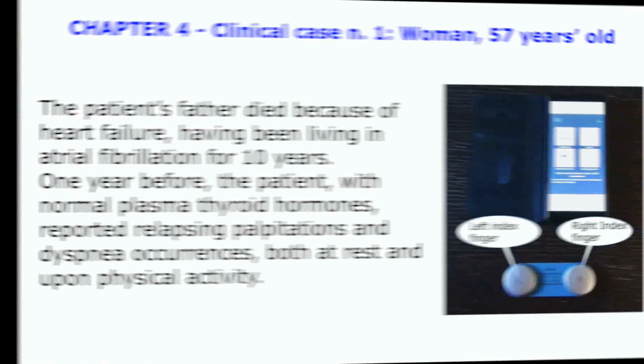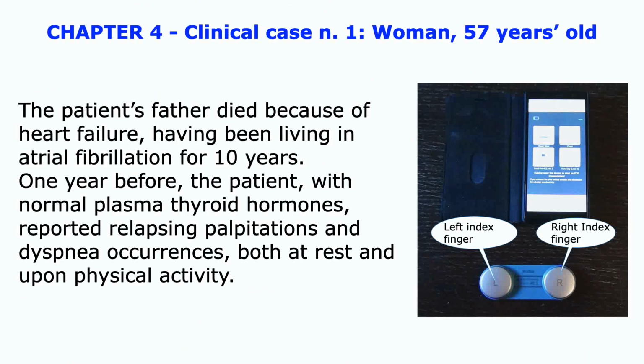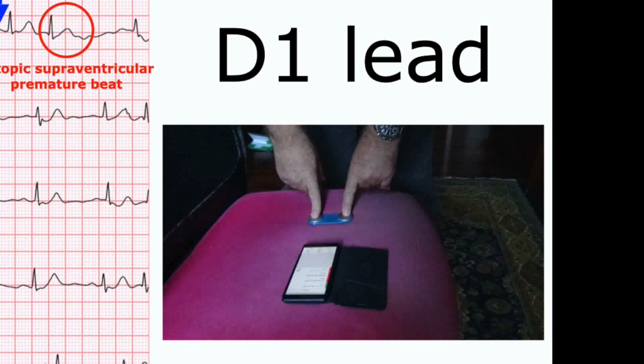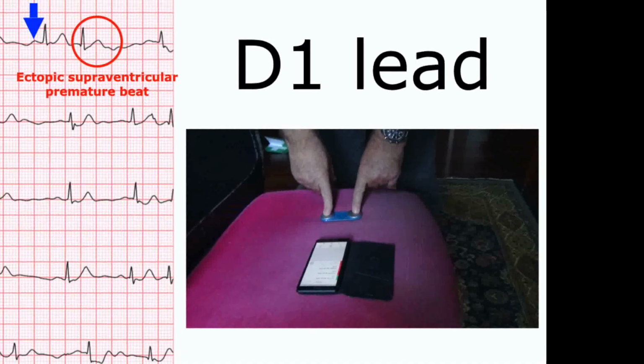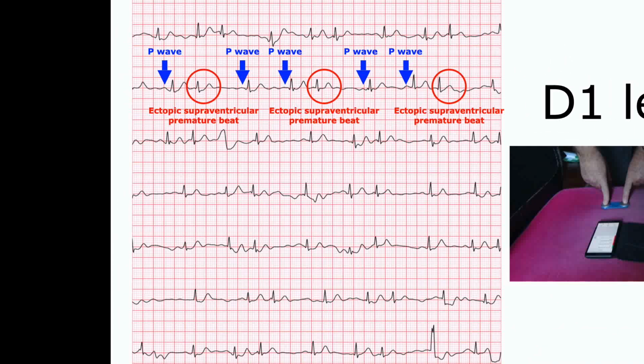atrioventricular node. The patient's father died because of heart failure, having been living in atrial fibrillation for 10 years. 1 year earlier, the patient with normal plasma thyroid hormones perceived temporary palpitation and dyspnea occurrences both at rest and upon physical activity. The general practitioner supplied the patient with a 1-lead electrocardiogram device for self-monitoring. He instructed her to apply it during palpitation and to share the PDF format exported electrocardiogram with him by emailing.